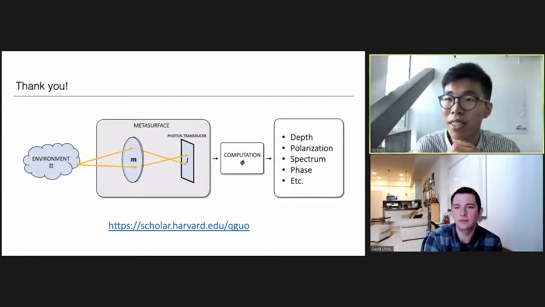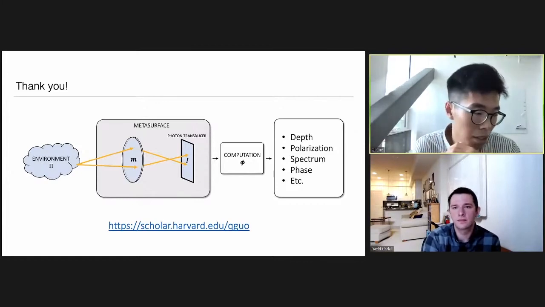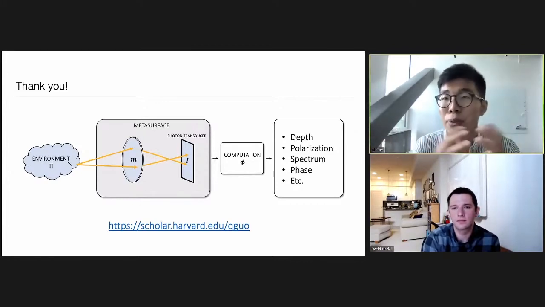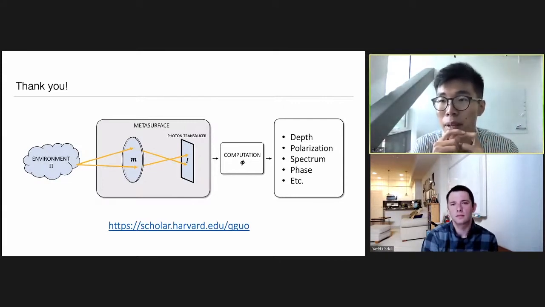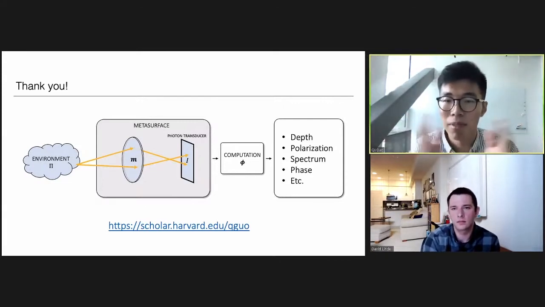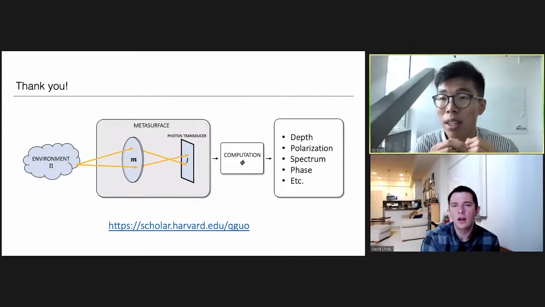That's a great question. Currently, when I collaborate with the metasurface fabrication group here, the maximum size we do is 3 millimeters in diameter. But I believe people can definitely make larger and larger metasurfaces, but I'm not sure about the specific number regarding it.